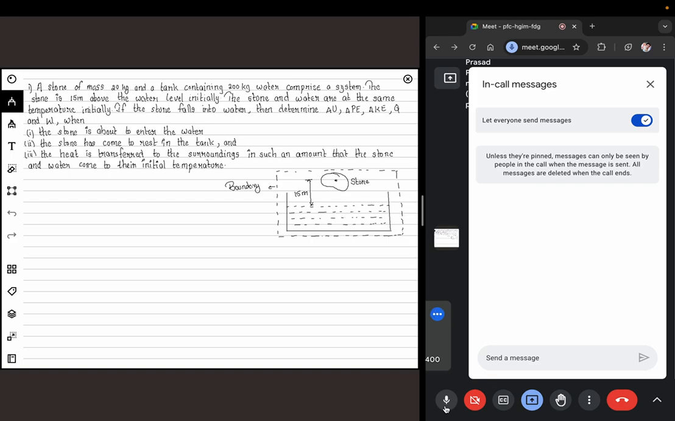So initially, both are at some particular temperature, let's say 25 Celsius. Now, as the stone is moving through the water, it comes to rest after a certain point. When it comes to rest, we are saying that some heat is lost to the surroundings. This is the boundary, the dotted line shown here. Across this boundary, some heat is transferred such that both the stone and water come to their initial temperature, that is, 25 Celsius. If that is the case, what is the heat transfer?